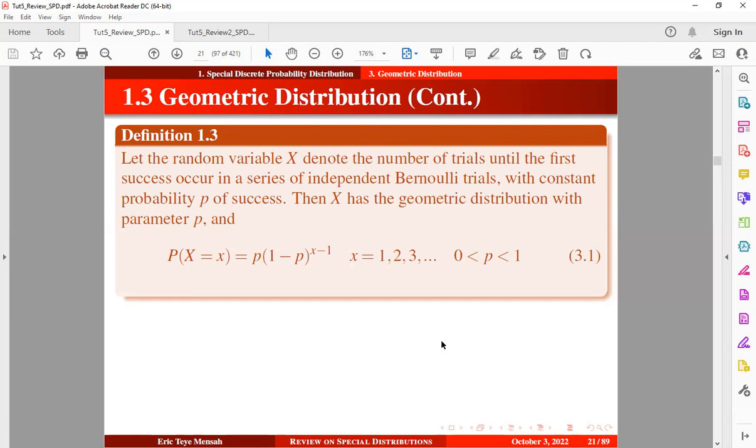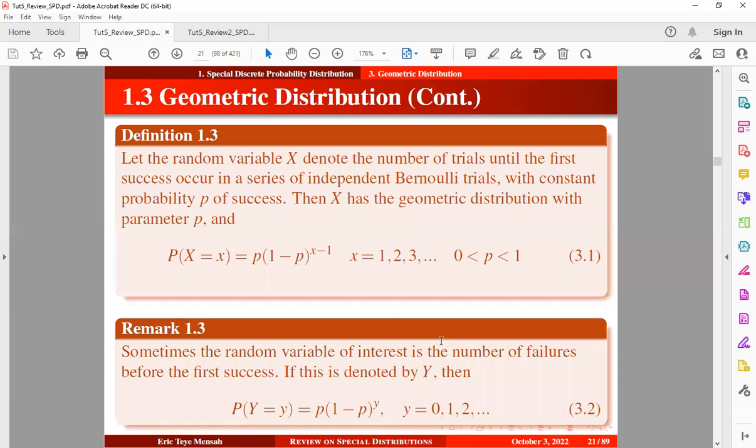Now let's take a look at this framework. Sometimes the random variable of interest is the number of failures before the first success. If you denote the random variable by y, then you can define the PMF of this random variable as shown in equation 3.2. So here we are looking at the PMF of the number of failures before our first success, with y starting from 0, 1, 2, up to infinity. Let's take note of this remark 1.3, equation 3.2.